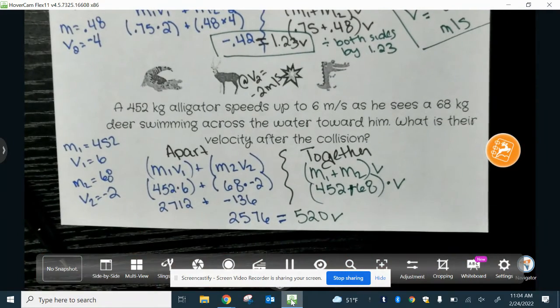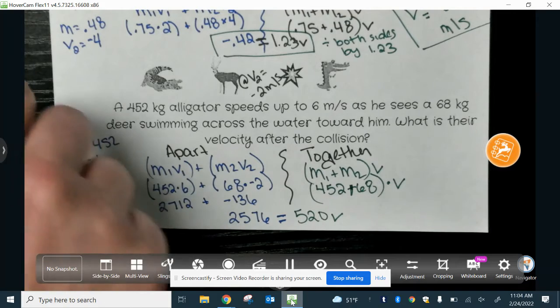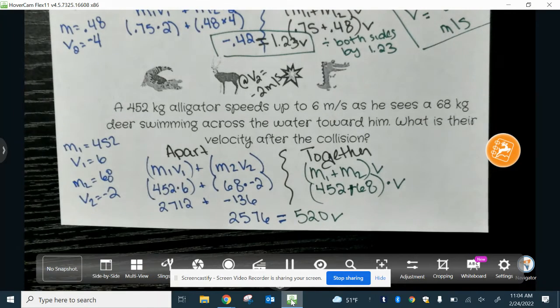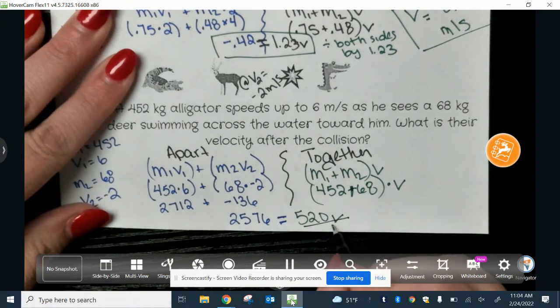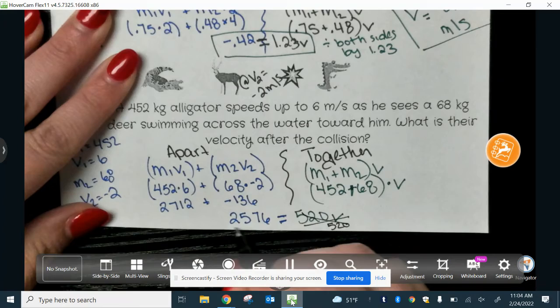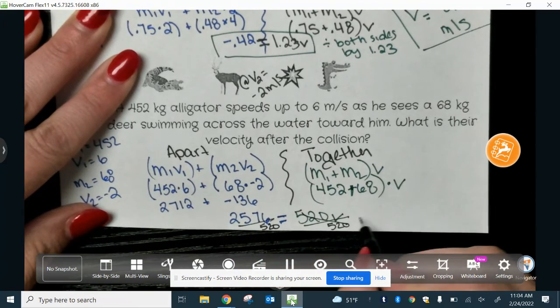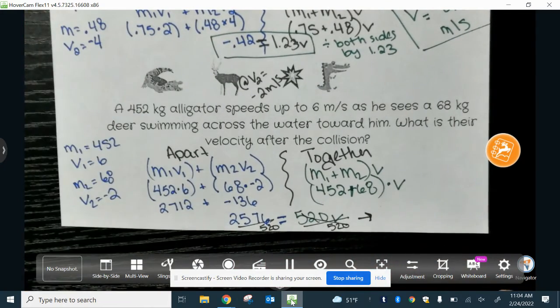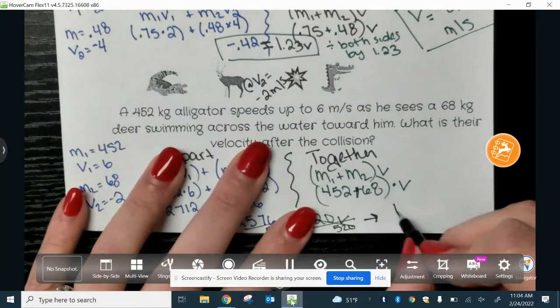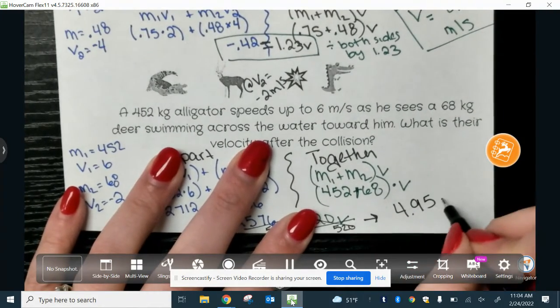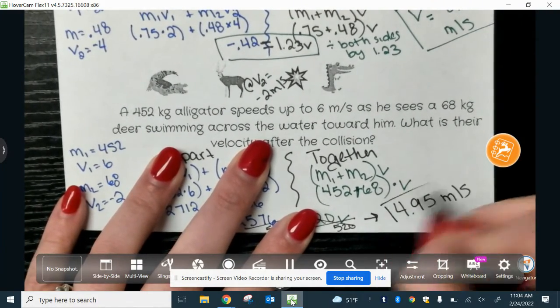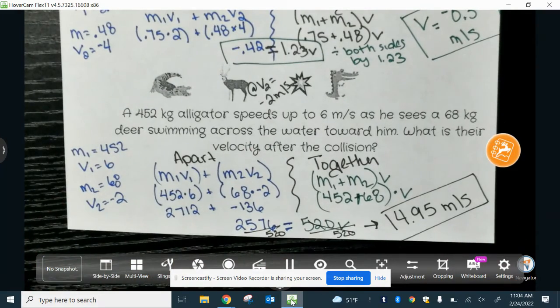From there, what do you do? Divide by 520 to get v by itself. Yep. Don't be rushing. We have nowhere better to go. And the alligator keeps swimming at 4.95 meters per second.